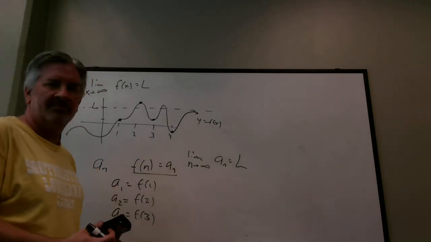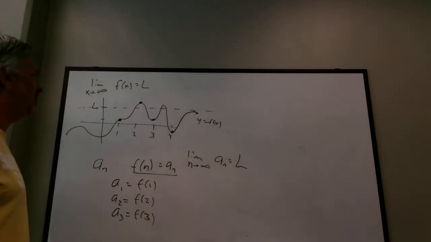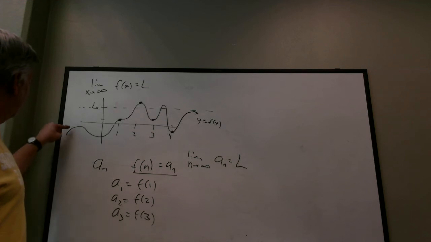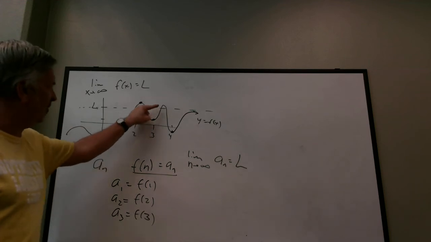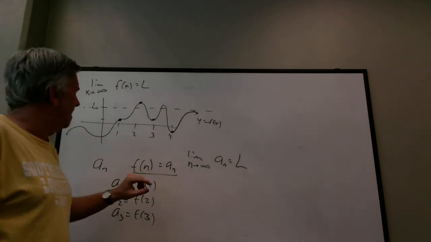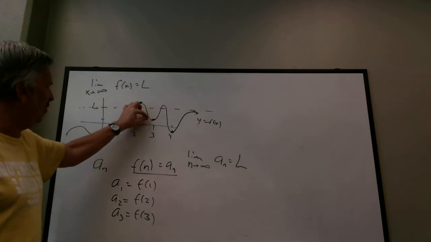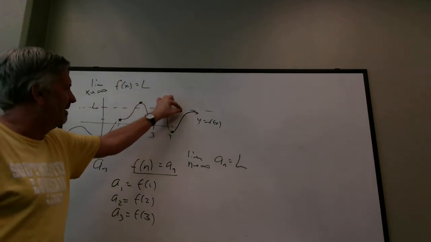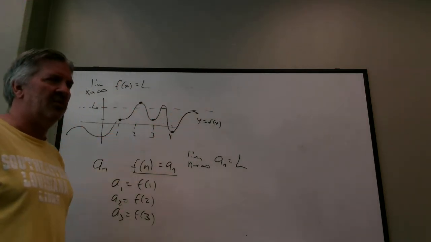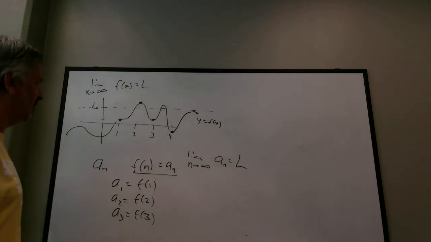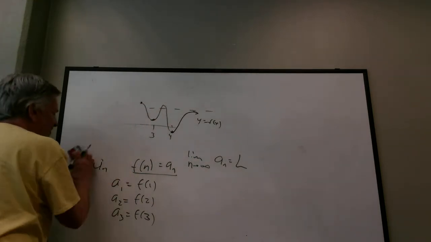And it makes sense, right? There's really nothing to prove here. I mean, it makes perfectly good sense. So if the y values on the curve are heading to L, and you pick points on the curve and just keep going to the right, those points are going to have to get close to L too, because you can't jump off the curve. So it's an obvious theorem.